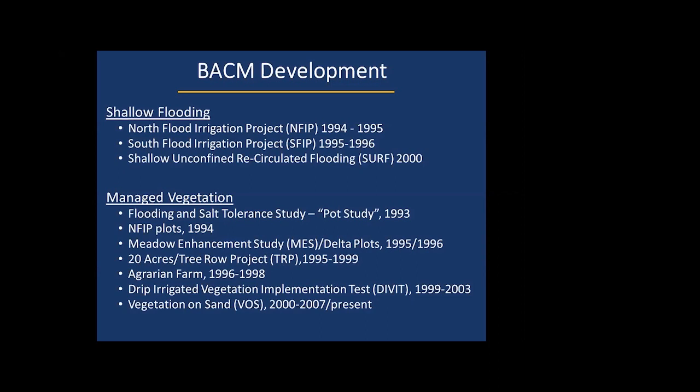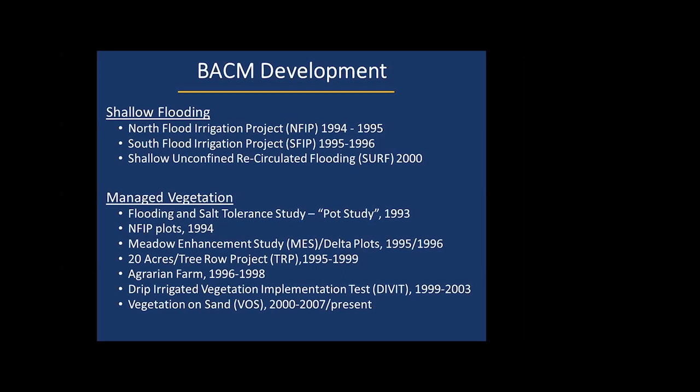The first formal test of that was called the North Flood Irrigation Project, or the North FIP, and that was done in 1994 and 1995. It had a sister project on a clay-type soil called the South FIP, or the South Flood Irrigation Project, that was done in 95 and 96. And then in the late 90s, right before they started doing dust control implementation on the lake bed, there was a project to sort of refine the shallow flooding method, and that was called the SURF. Also, we liked acronyms at that point in time. So that's defined as the Shallow Unconfined Recirculated Flooding Project. So that's the SURF project.